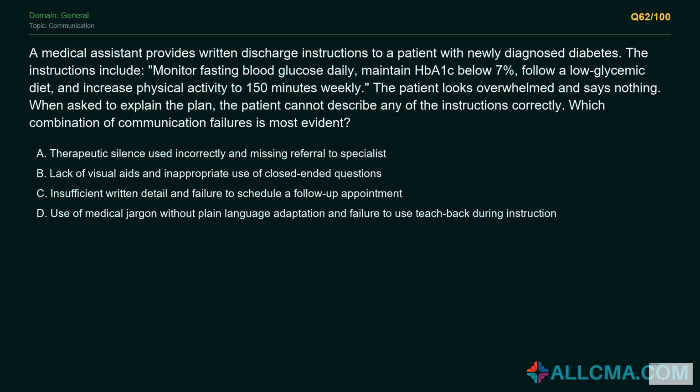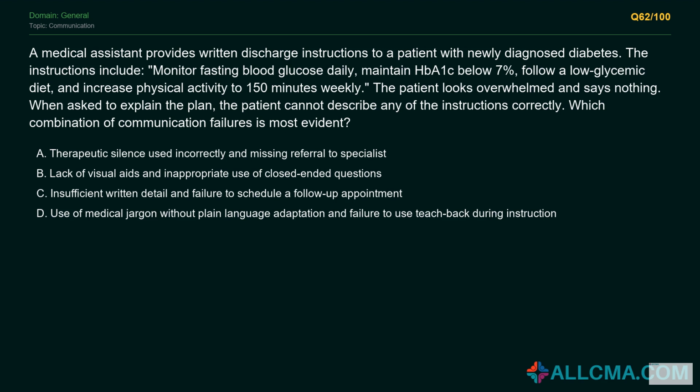Question 62. A medical assistant provides written discharge instructions to a patient with newly diagnosed diabetes. The instructions include monitor fasting blood glucose daily, maintain HbA1c below 7%, follow a low glycemic diet, and increase physical activity to 150 minutes weekly. The patient looks overwhelmed and says nothing. When asked to explain the plan, the patient cannot describe any of the instructions correctly. Which combination of communication failures is most evident?